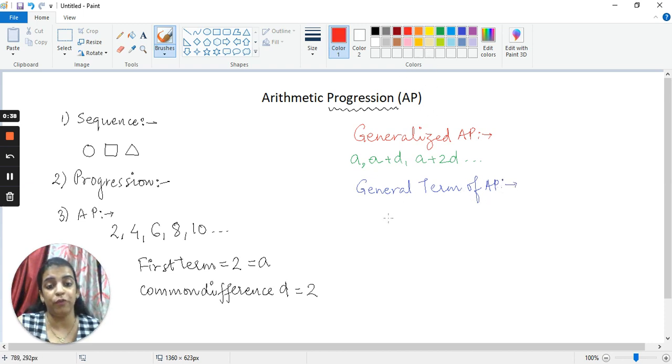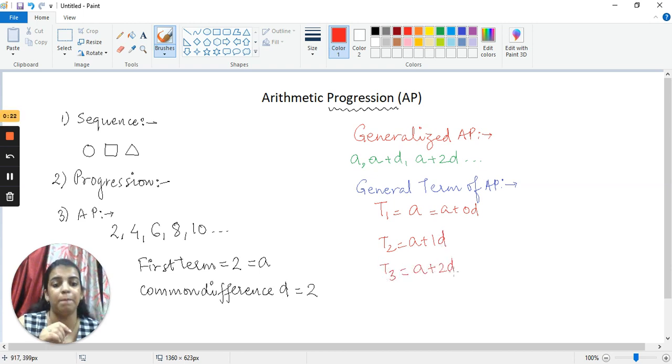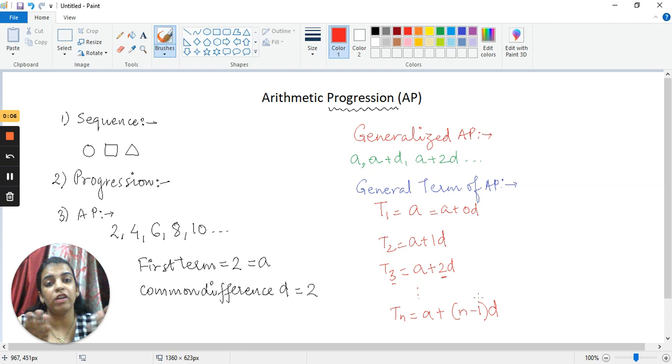If the first term is T1, that is denoted by a, that means a plus 0d. T2 is a plus 1d. T3 is a plus 2d. You can see that the number here is one more than the number here. So if we write Tn, we get a plus (n minus 1) times d, and this is the general term of an arithmetic progression.